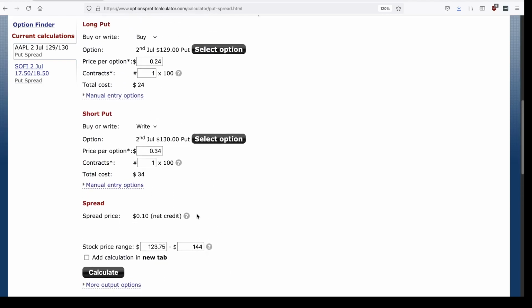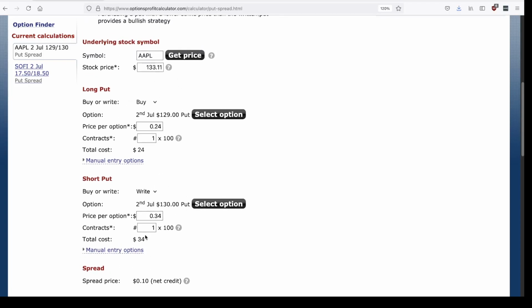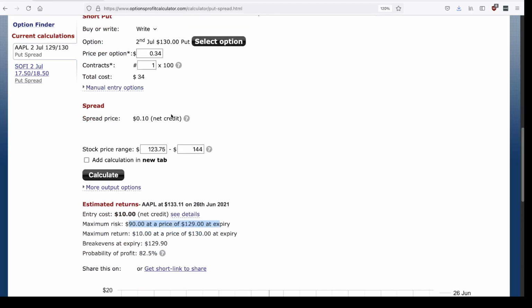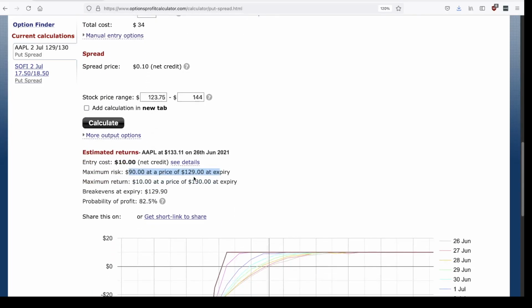Now, some of you may be saying, why am I buying this long put here? That's just to define your max loss. Like, yes, you're giving back some premium, but you're defining your max loss. So instead of potentially losing $13,000 if Apple went to zero, your max loss is $90 on this trade. So that's why you give a little bit back to put on this trade.